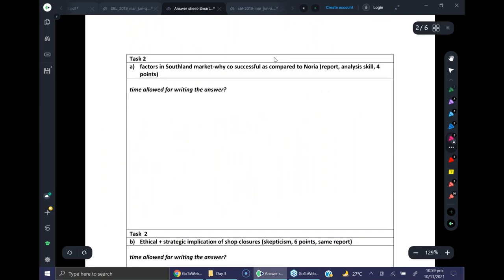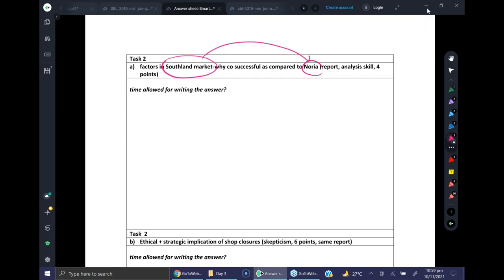Okay, so task two was factors in Southland market which make the company successful as compared to Nordea. I would re-emphasize by saying that whenever you are discussing the positive aspects of Southland, please do a comparison with the Nordea market.